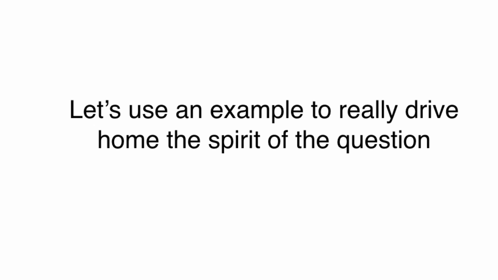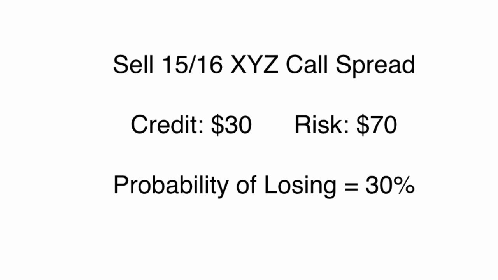Well, let's use an example to really drive home the spirit of this question, what we're getting to with this whole zero-sum game. We're going to use it throughout this video: we sell a 15-strike, 16-strike XYZ call spread. We take in a credit of $30, and the risk is $70. Remember that the width of the strikes is 1, and we took in a credit of 30, so our risk is 70. Our probability at that first strike, the 15 strike, of losing money is 30%. Makes sense. We take in a credit of 30, and we're taking on a probability of losing of 30%.